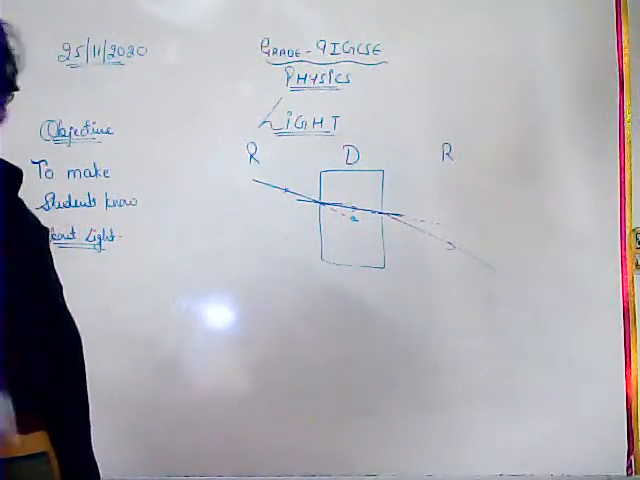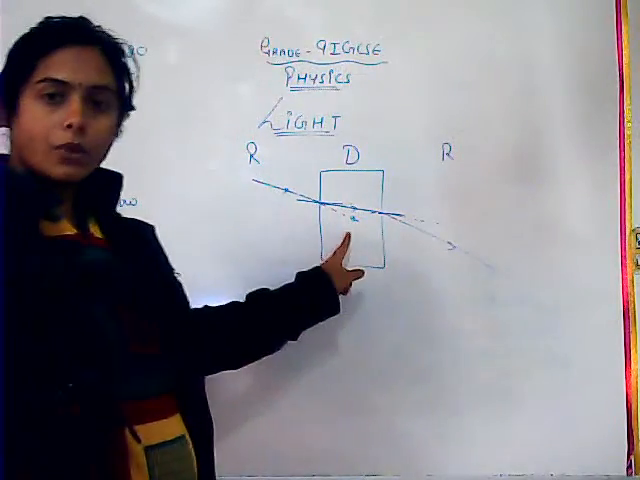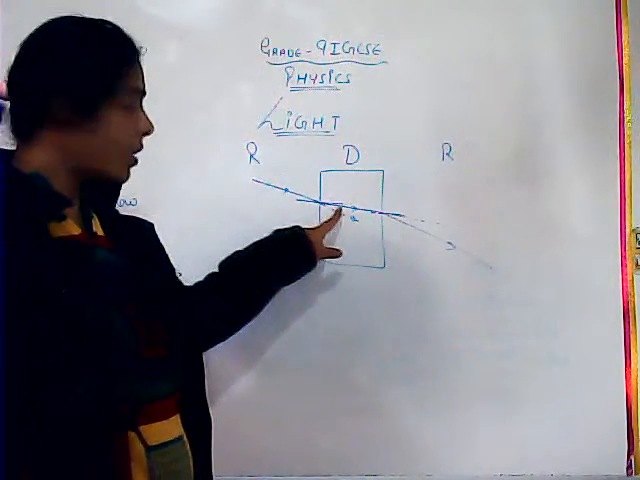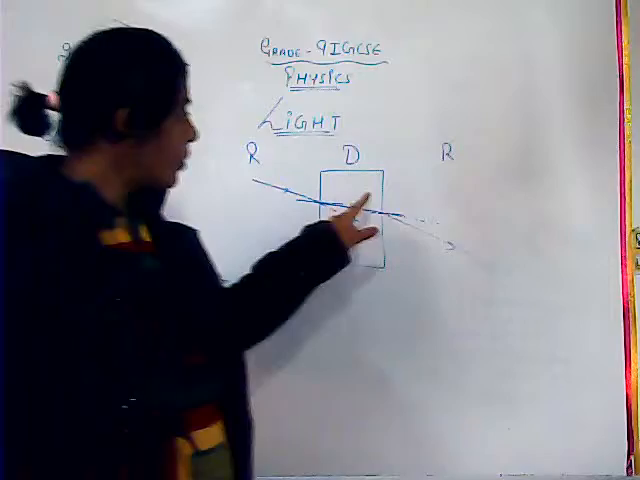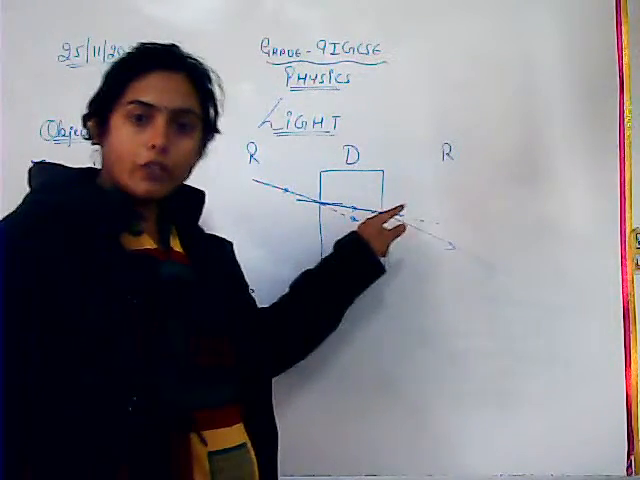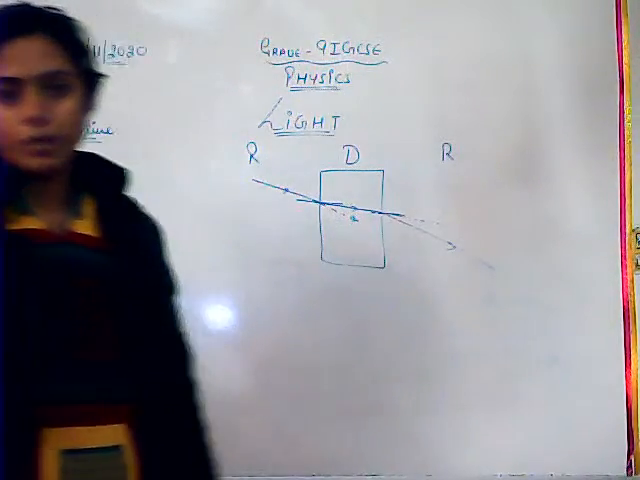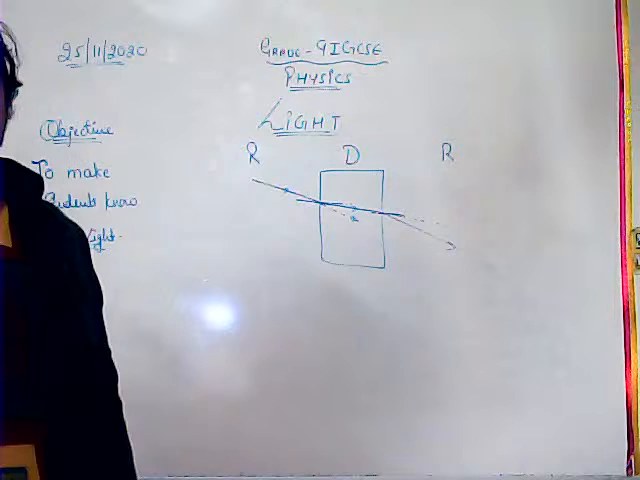पॉइंट समझ में आया. व्हेन यू गो फ्रॉम रेयर टू डेंसर, आप बेंड करोगे टुवर्ड्स द नॉर्मल. व्हेन यू गो फ्रॉम डेंसर टू रेयर, यू विल बेंड away from the normal. Is the point clear?